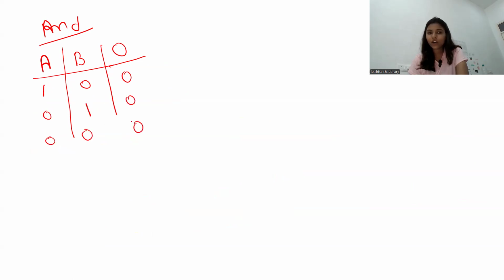If both are 0, the output will be 0. If both are 1, the output will be 1. What is the conclusion? Only if both of the operands are 1 will we have the result as 1. This is the truth table for AND.